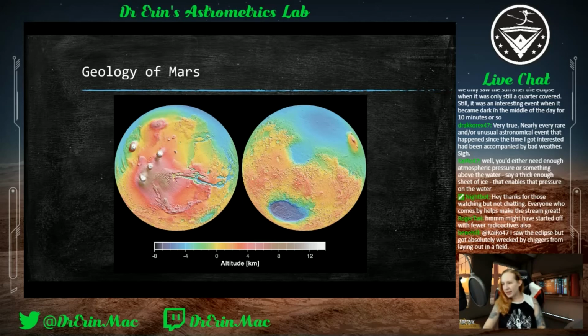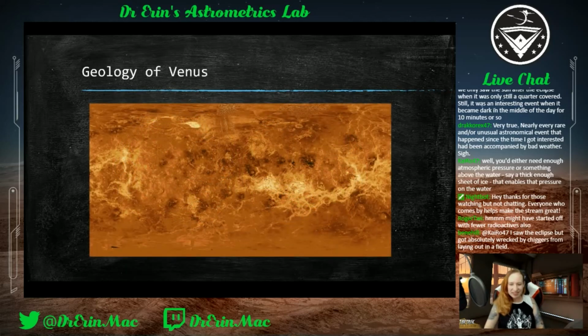Okay. Now, and yeah, Roger, actually, that's a really good point, too, that Mars might also have started out with fewer radioactives. And, yeah, everyone's sharing their sad astronomy experiences that were ruined by weather and clouds. It happens. All right, now we're just going to wrap up. We're pretty much going to go the whole hour, so I apologize for that. We're going to wrap up with Venus.